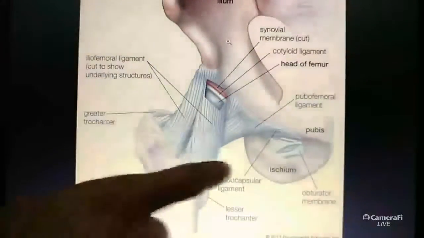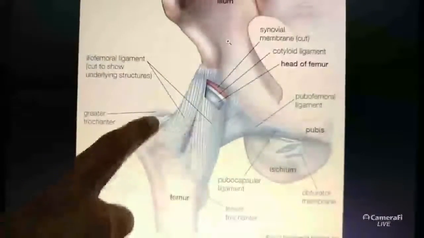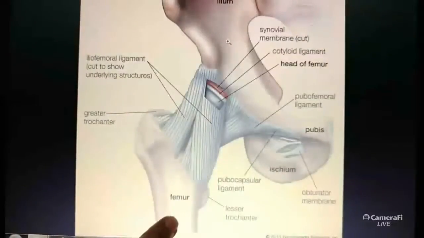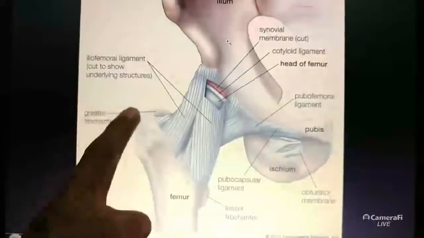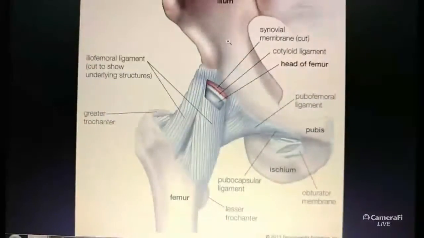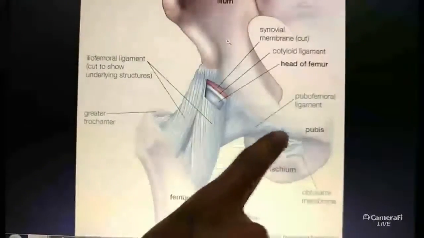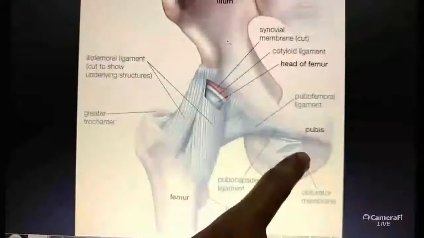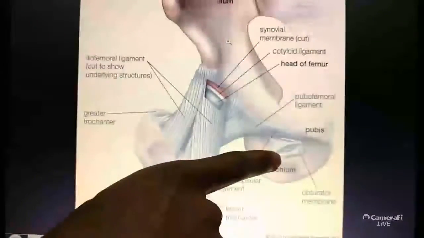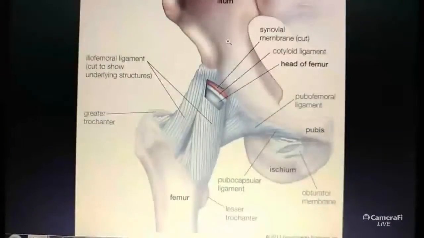This one is the greater trochanter to the head of the femur. The femur is the longest bone of our body. It has two trochanters, the greater trochanter and the lesser trochanter, which is medial. The greater trochanter is lateral, on the outer side, and the lesser trochanter is medial. This is the pubofemoral ligament, from the pubic bone. The ischiofemoral is behind the hip joint, and that is superior to the inferior band of the iliofemoral ligament.